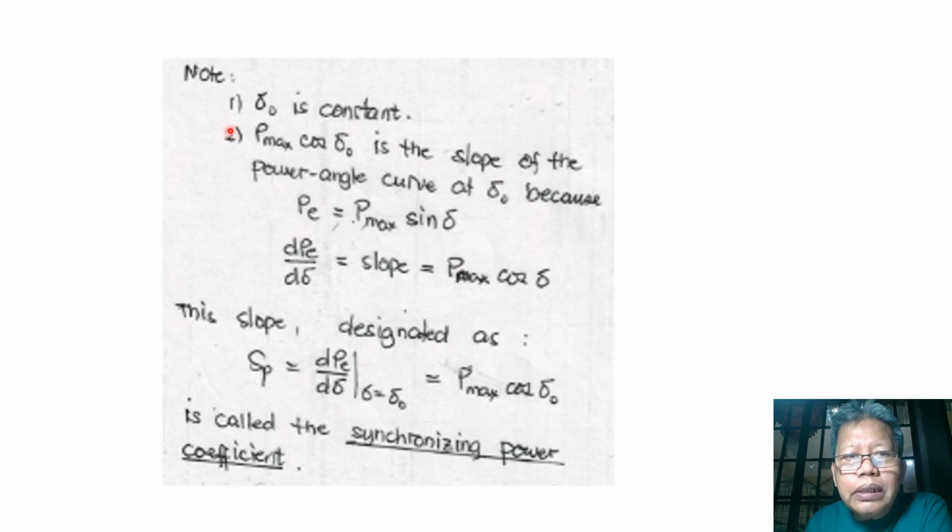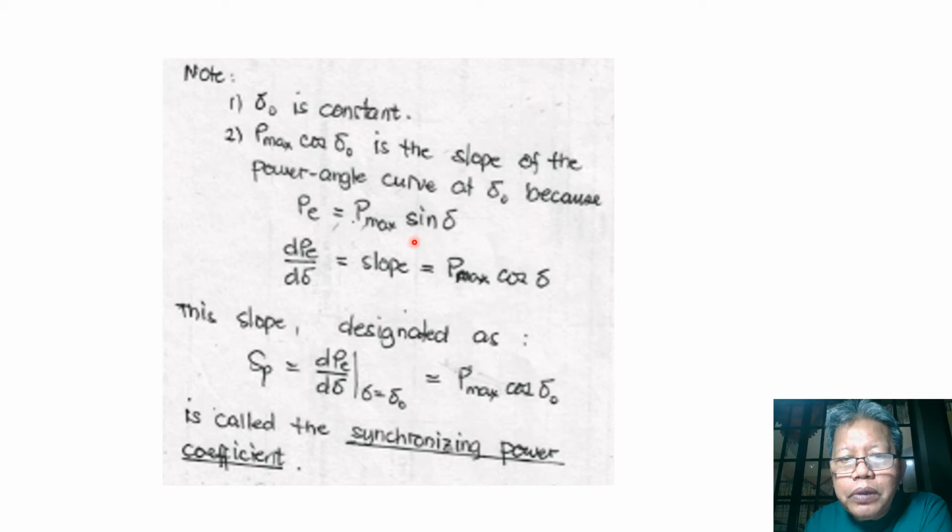Now, we have to note that, number one, delta O is constant. Number two, P max cosine delta O is the slope of the power angle curve at delta O, because our equation is P equal to P max sine delta. If we take the derivative of PE, we have dPE over d delta, which is the first derivative and actually represents the slope of the curve, so it's equal to the slope.